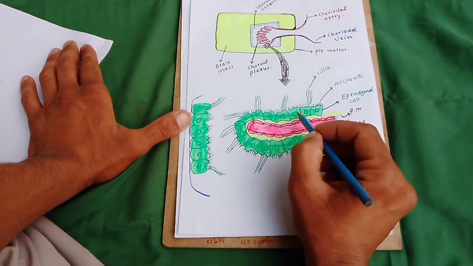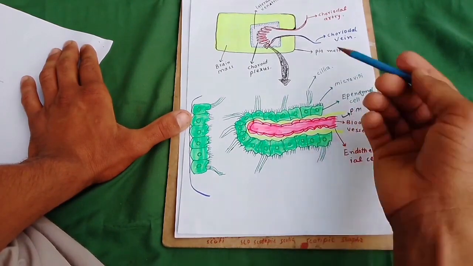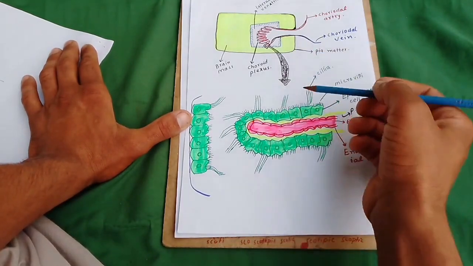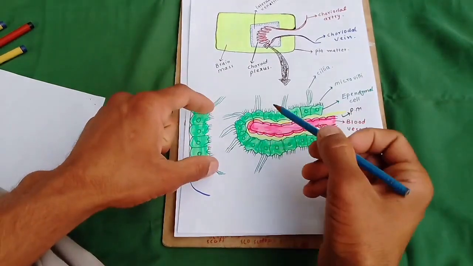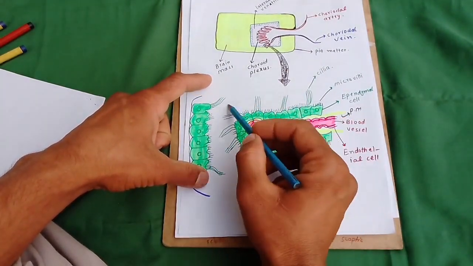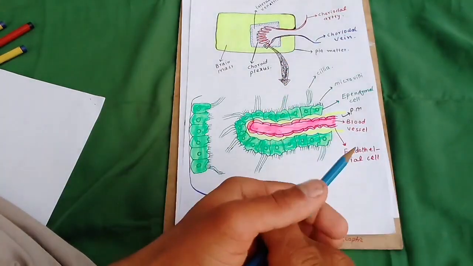These are the ependymal cells. Ependymal cells have microvilli and cilia. What is the function of microvilli? What is the function of cilia? Please wait. So these are the ependymal cells. This area is the ventricular area.